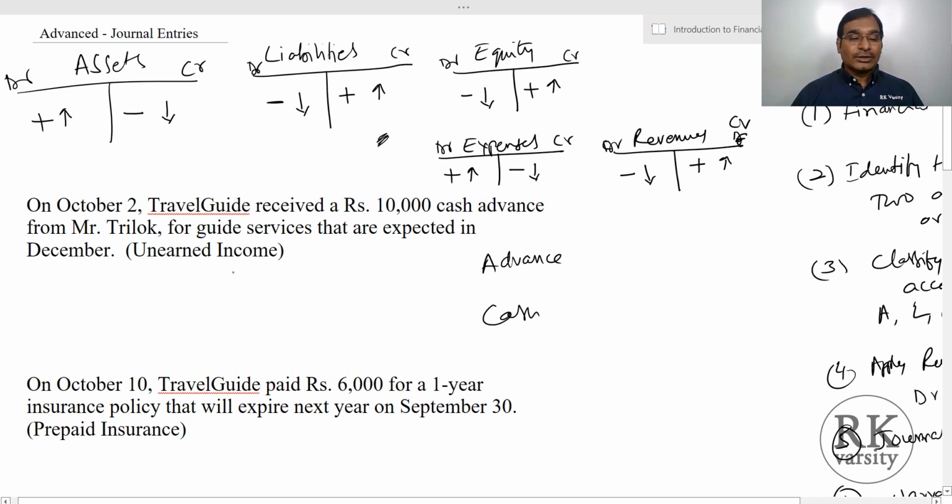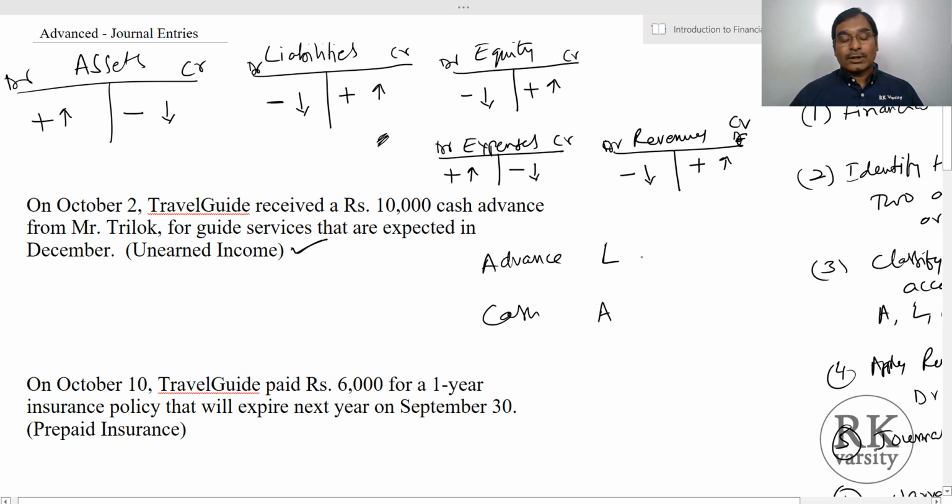So we call this unearned income. So you have an advance and you received cash. Advance is your liability because you have not performed the service, you simply took the advance. So in future, if you are not able to provide the services, then you have to repay. That's the reason why you owe money to Mr. Trilok, and cash is an asset.